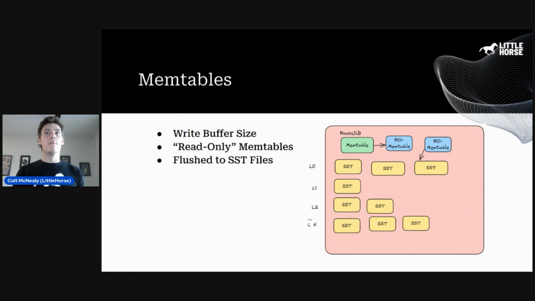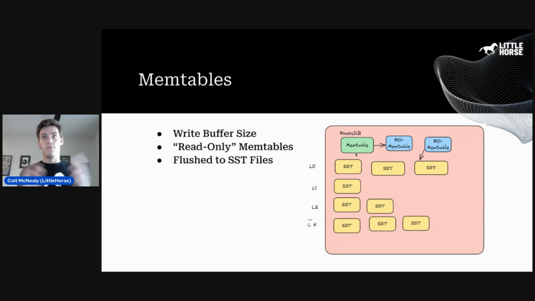So for mem tables, this is the first term that we're going to define. We already mentioned it earlier. But I wanted to talk about the process of a mem table going from the active mem table to a read-only mem table and then to the L0 SST files. And then when we get to compaction, which is the next slide, we'll talk about going from L0 to L1, and we can extrapolate that down to Ln. So when you make a write into RocksDB, you put it into this in-memory data structure called the active mem table. And eventually that mem table will get full based on the write buffer size, which is a configuration that you can pass into RocksDB.